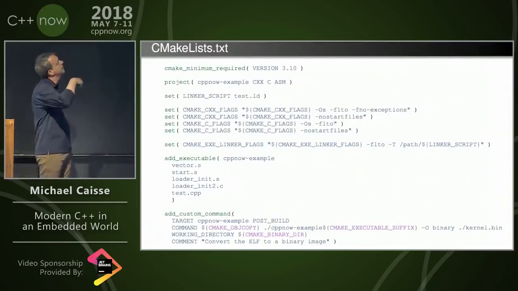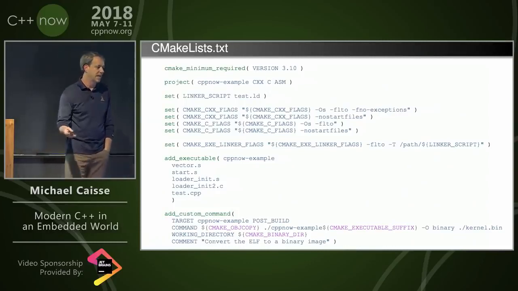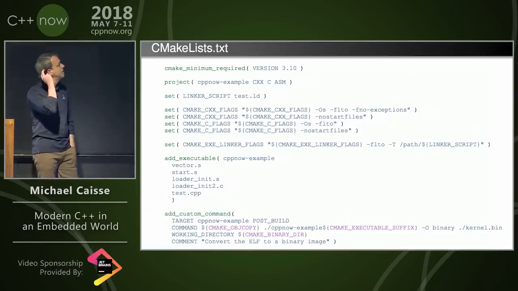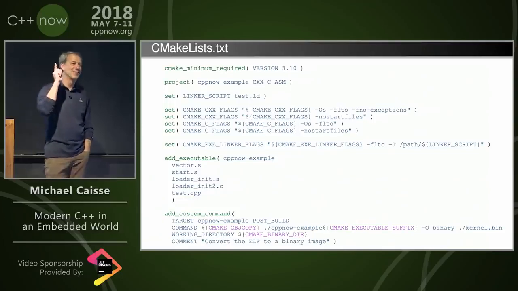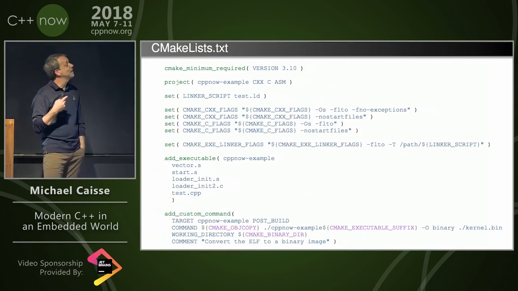Now, we come back and we say, OK, let's update our CMake file a little bit more and add some more stuff. Now, that tool file that I had, some of this stuff would go in here. For example, at the top, the project file, we're going to add a couple more languages. So we've got now C++, C, and assembly. We're going to set up a linker script and a bunch of flags that we want to use.